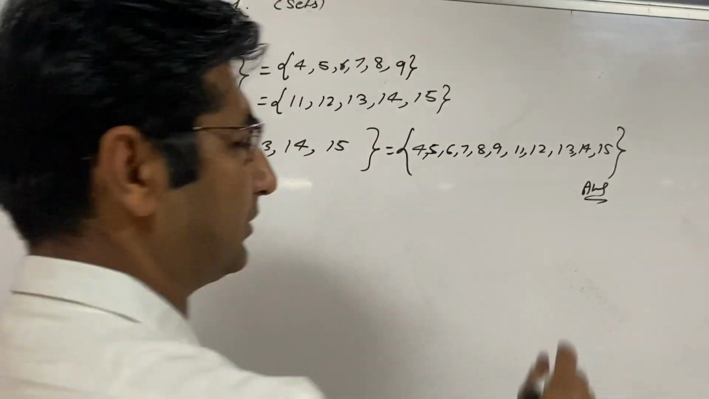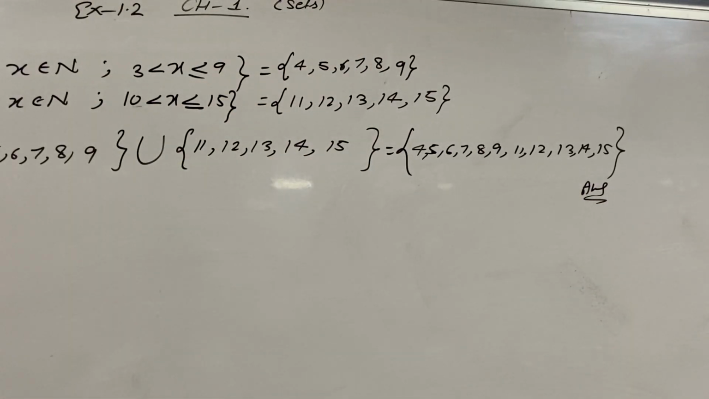4, 5, 6, 7, 8, 9, 11, 12, 13, 14, and then 15. This is the answer. All the elements of the shape of the big line measured A in B. A is this, B is this.